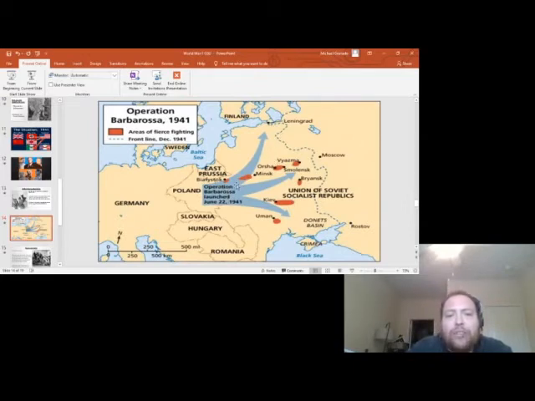The major difference is, well, there's a lot of difference. First is the sheer size of the Soviet Union. I mean, Russia is a huge country. As a result, the invasion won't happen as quickly as it did in France due to geographical size.